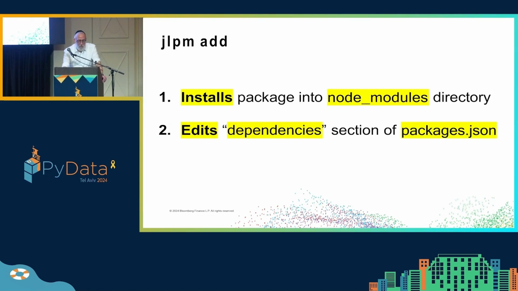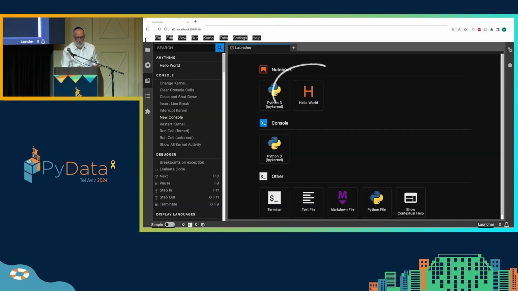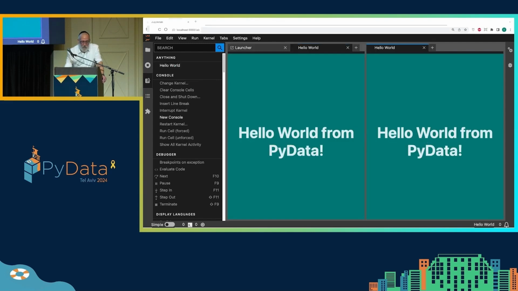So to summarize, JLPM add does two things. It installs the package in the node modules directory, and it also automatically edits the dependencies section of the package.json file for you. So now I can run the build, refresh the browser, and now I have my hello world icon here in the middle of the launcher. I can click that, hello from PyData, and I can click this, I get hello world from PyData.